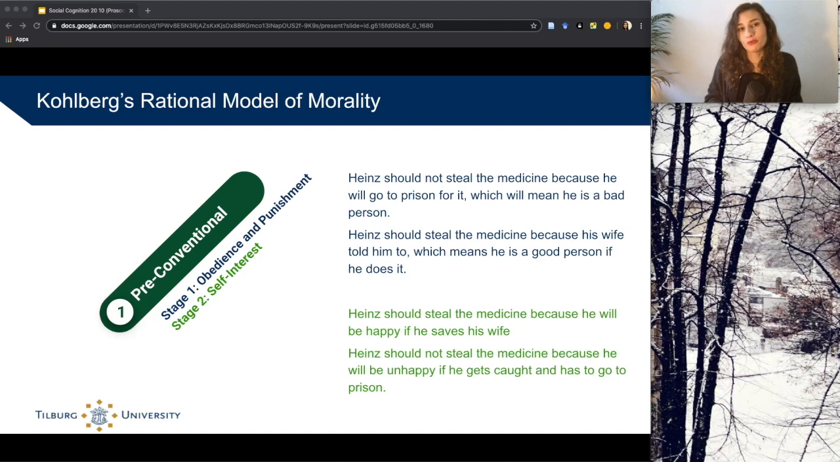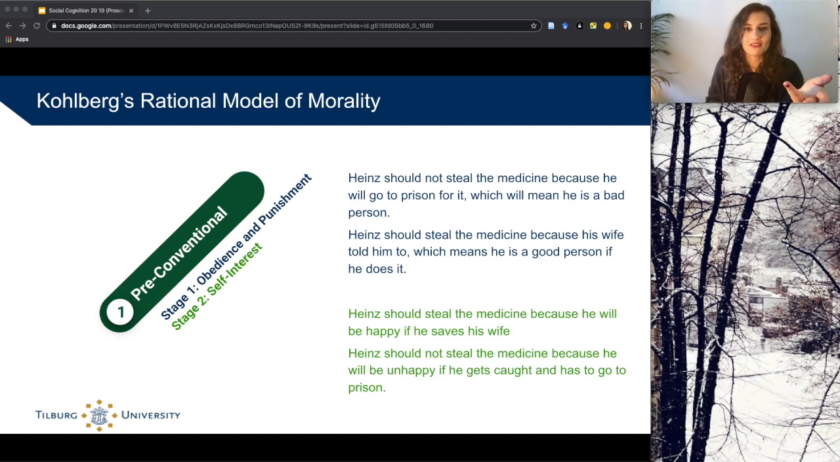Now, stage 2, this stage is characterized to be about self-interest. So someone who is in this stage of moral development would give reasoning for the Heinz dilemma like the following. So basically, they would try to answer the question, what's in it for me? While in stage 1, we have direct consequences of their actions that are the main focus. In stage 2, this is about what's in it for me.